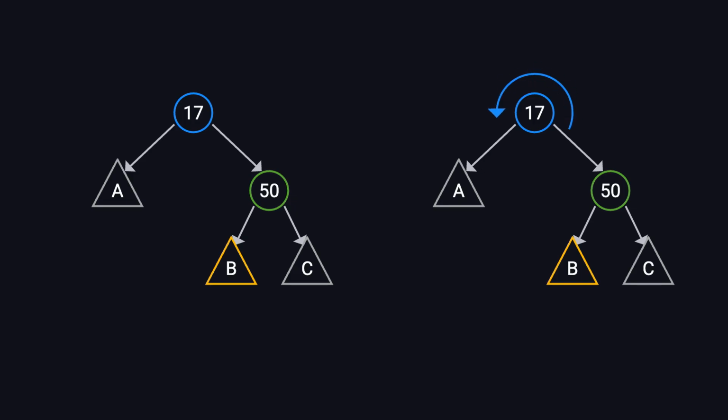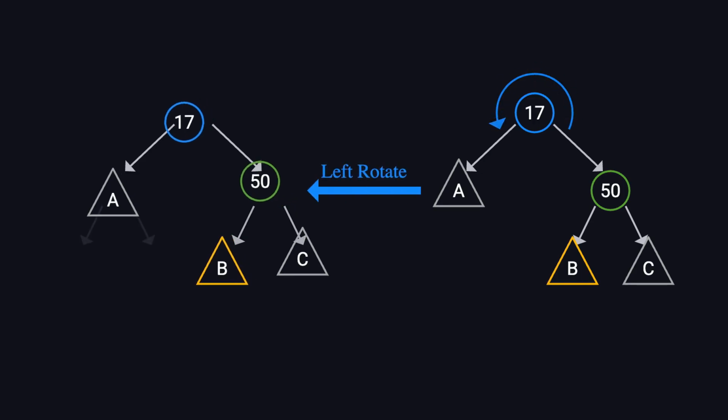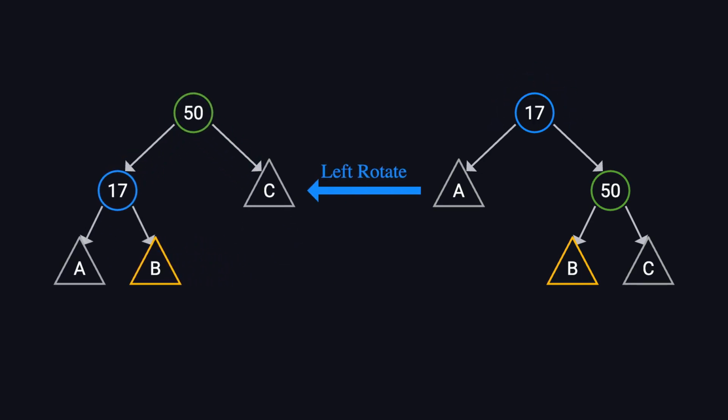Let's now perform a left rotation on node 17. After the rotation, 50 moves up and becomes the new root of this subtree, while 17 moves down and becomes 50's left child. Additionally, 50's original left child, B, is now reassigned as 17's right child. After these adjustments, the tree's structure is updated, but it still maintains the binary search tree properties.